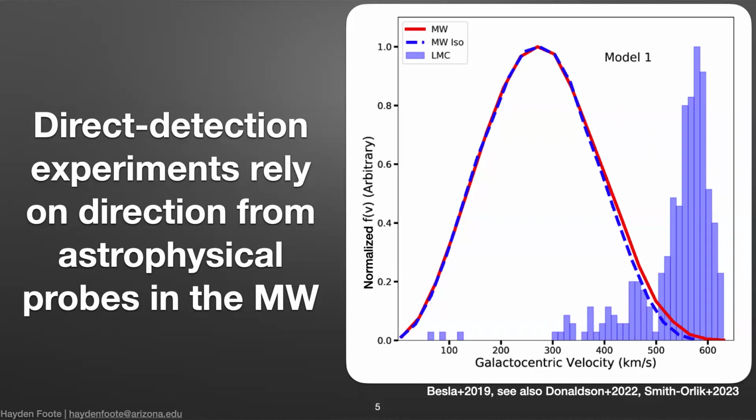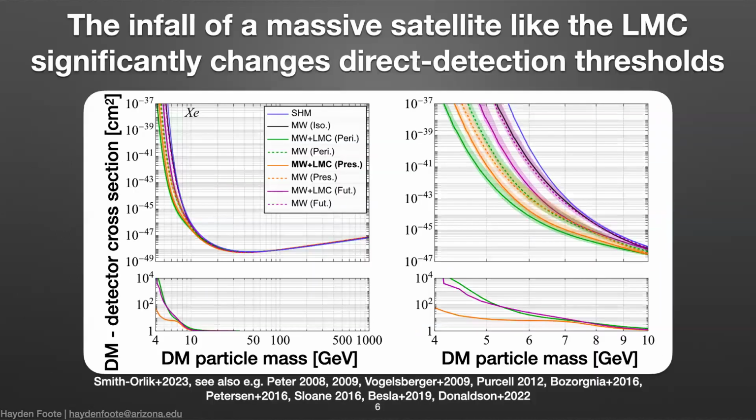You might say that doesn't look like much, but if we actually take this a step further and examine the consequences for direct detection, this is a study by Smith-Orlick et al., who looked at sort of Milky Way LMC analogs in cosmological simulations. And so what I'm showing here is the cross-section of interaction between a dark matter particle and a detector. So the higher that is, the easier it is to detect the dark matter particle, versus the dark matter particle mass here. And I'll draw your attention to the difference between the black line, which is an isolated Milky Way galaxy, and this solid orange line, which is a Milky Way LMC-like pair.